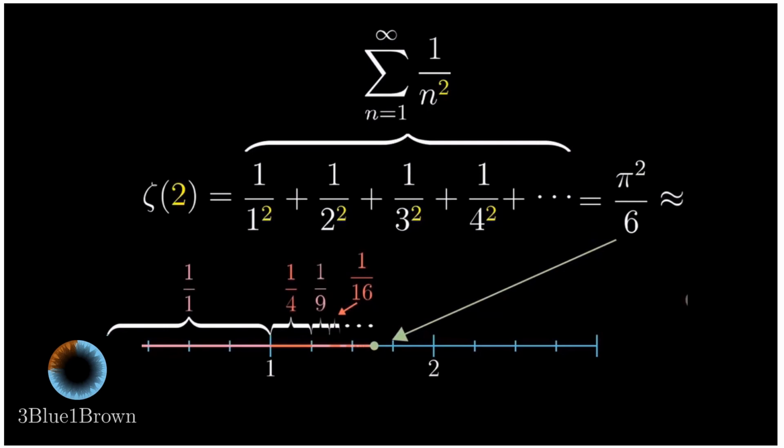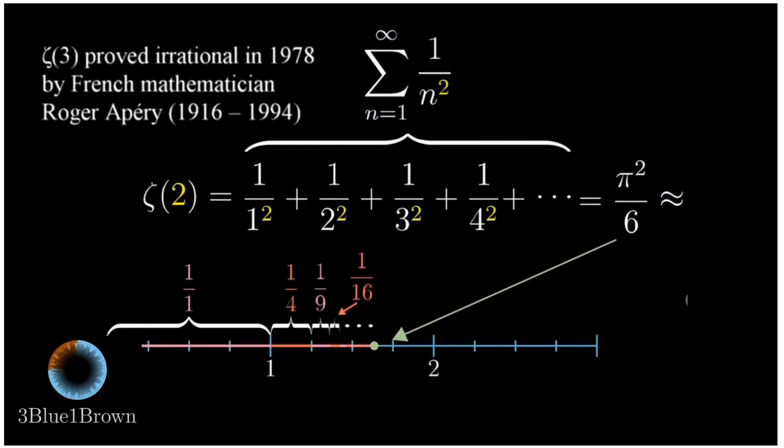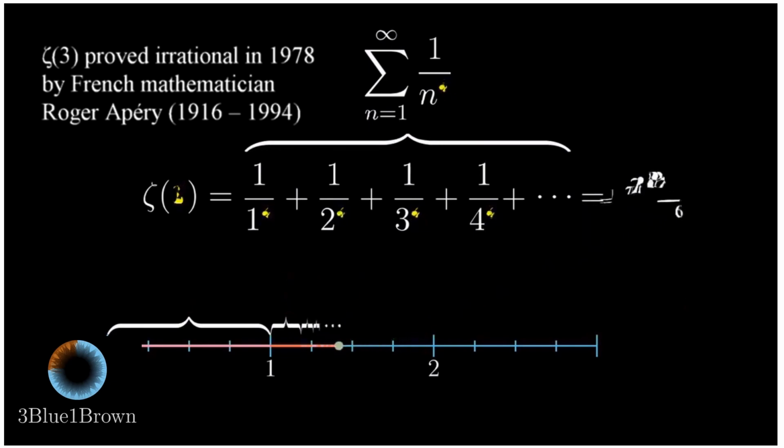All even integer zeta values have been proved irrational, or more precisely transcendental. There is no closed form for zeta of odd integers. Zeta 3 was proved irrational in 1978 by Apéry.